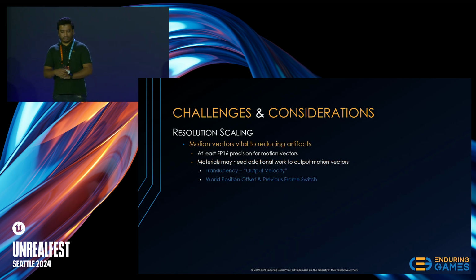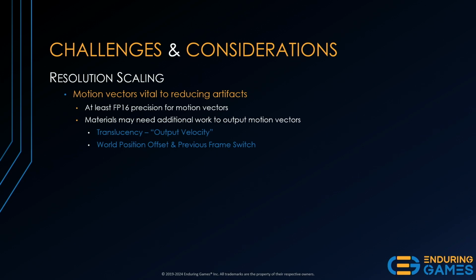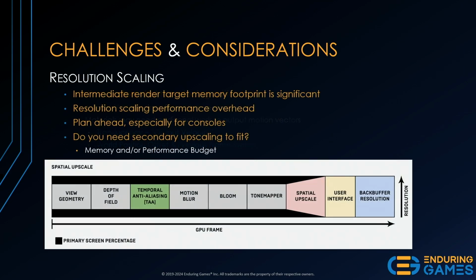And for resolution scaling, one of the things we mentioned quite a bit is motion vectors. It is very vital to reduce artifacts. You need at least FP16 precision to do motion vectors so that it's actually going to reduce the artifacts. All the materials may have output velocity for translucency, and WPO has some special case where if it's static, you might have to enable another flag in the project settings, which I'll talk about soon. For resolution scaling, intermediate render target memory footprint just for the scaling aspects is also a consideration. It's not free.